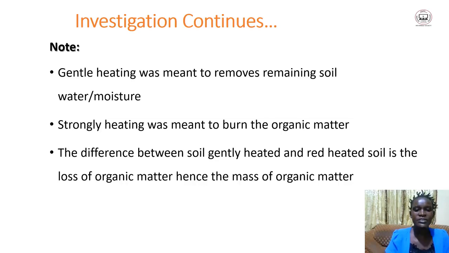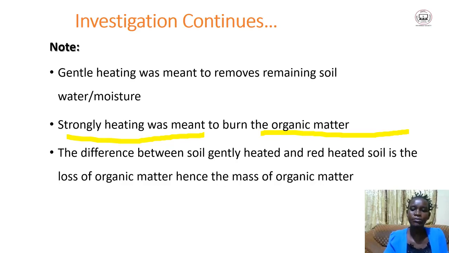Apart from that, in the procedure, we also mentioned strongly heating the soil to red hot. The main reason was to burn the organic matter, so that we find the difference between the burnt soil and the gently heated soil. The difference should be the mass of organic matter. So that's how we can find the percentage or mass of organic matter. If there is no difference, it proves that there is no organic matter in the soil. But in our case, we found a difference between the gently heated soil and the burnt soil. It means there is organic matter in the soil.